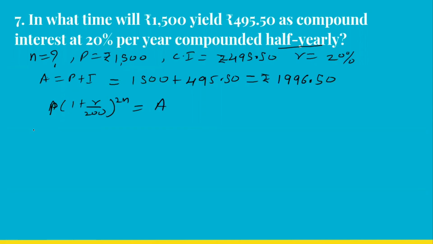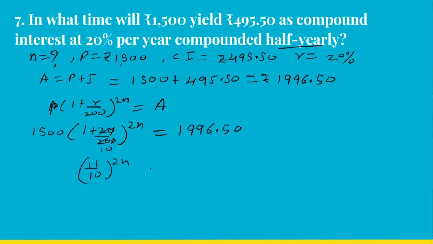So principal is given as 1,500 in bracket 1 plus R, rate is 20 upon 200 raised to 2n, which we don't know. The amount is 1,996 rupees and 50 paisa. Simplify this, you get 1 upon 10 here. So if I simplify, this is 11 upon 10 raised to 2n is equal to 1996.5 upon 1500.